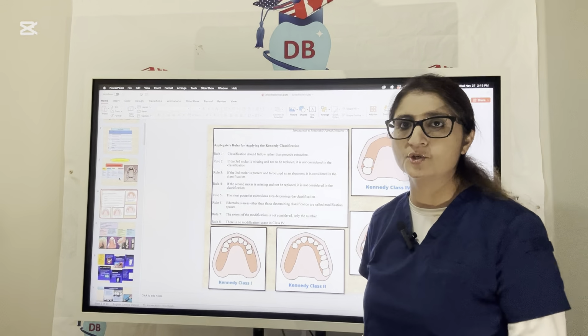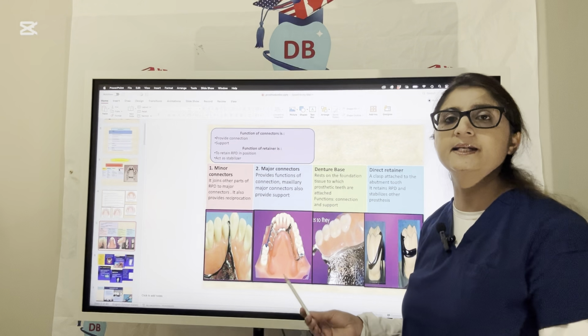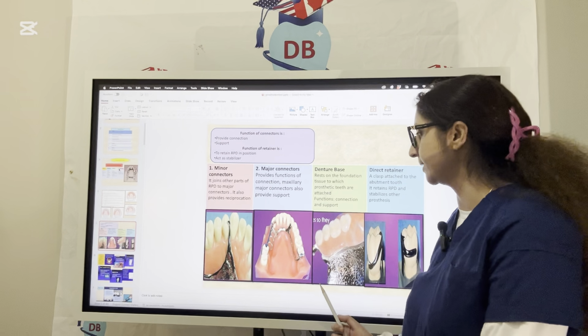First of all, we should know what the different components of RPD are. If we see this picture, the first component is the major connector. In this picture, this is the lingual bar. The major connector is that component of RPD that is connecting the right side of the arch to the left side of the arch.